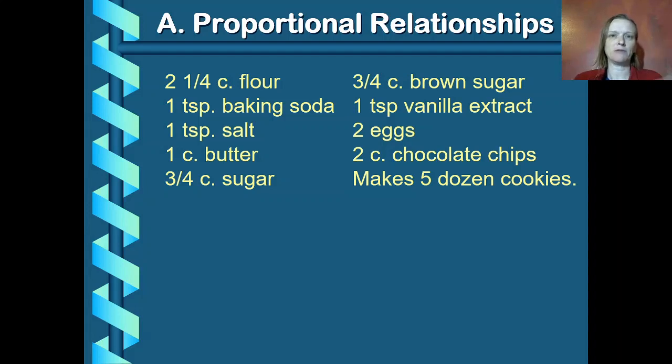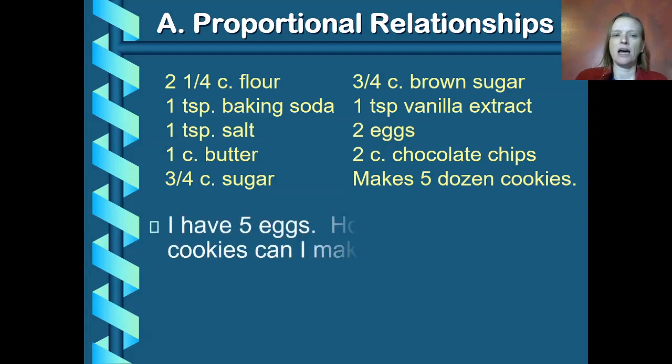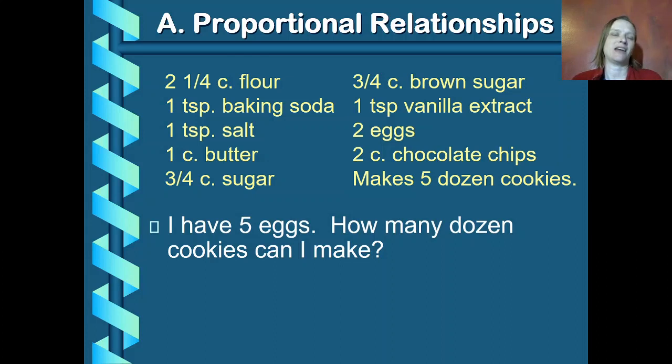Here I've got a recipe for some cookies, and let's say I've got 5 eggs, and I just want to make as many cookies as I possibly can with my 5 eggs. I've got plenty of everything else, but eggs are the things that are holding me back. So if I've got 5 eggs, how many dozen cookies can I make of this recipe? Think about it. I think lots of you guys can do this in your head without too much thought.